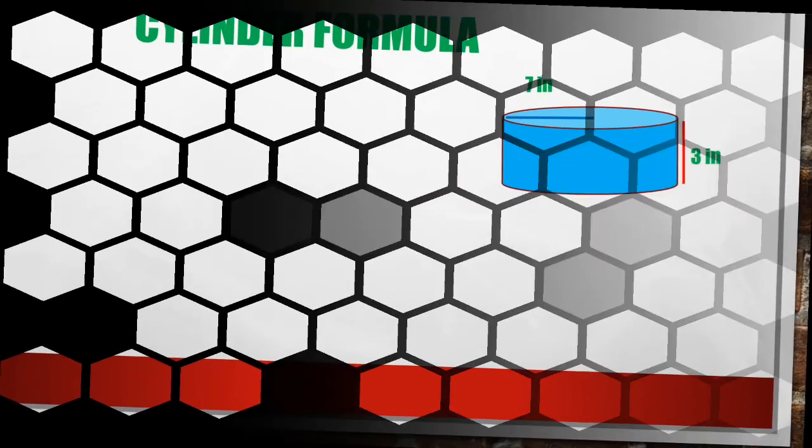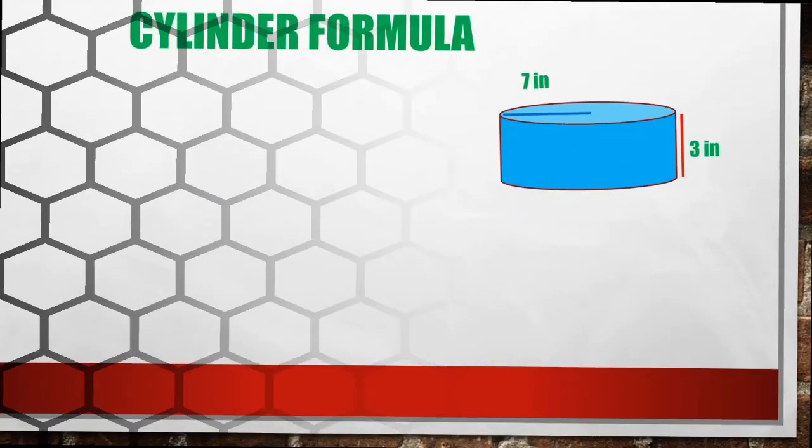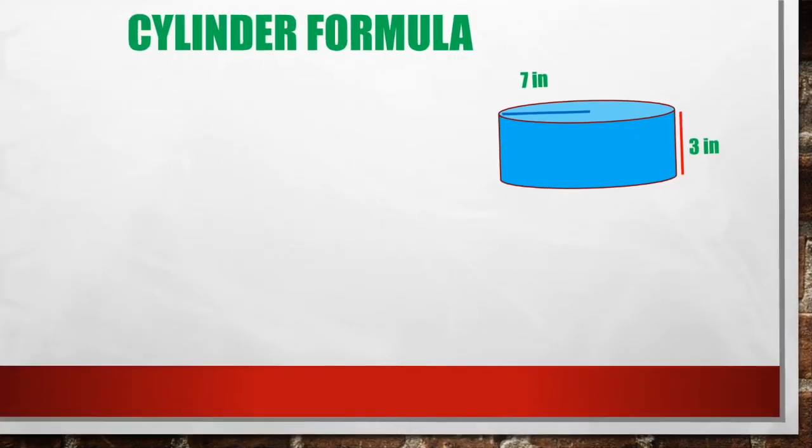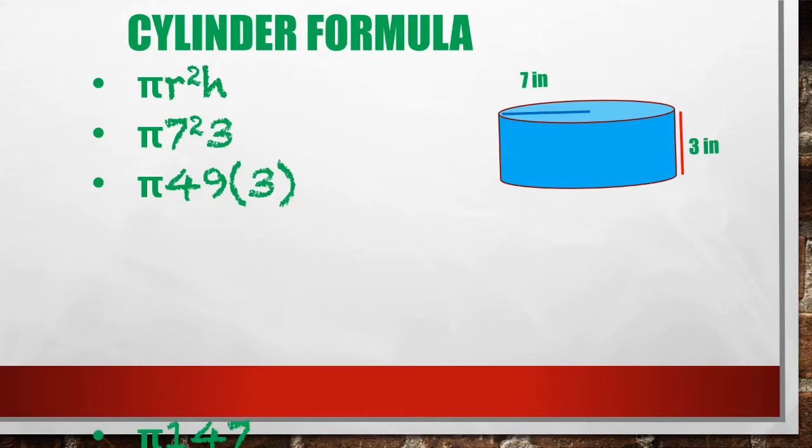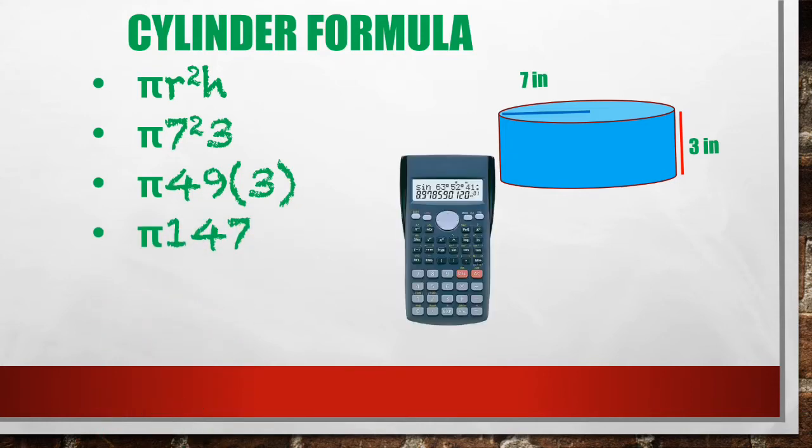Okay, cylinder 3. Still a cylinder, but it looks a little different than the other ones. In this case, it seems the height is shorter than the radius. That doesn't matter. You put the radius number where the R is and the height number where the H is. So here I'll substitute the 7 where the R is and the 3 where the H is. I will then square 7 to get 49, put the 3 in parentheses to show multiplication. 49 times 3 is 147.